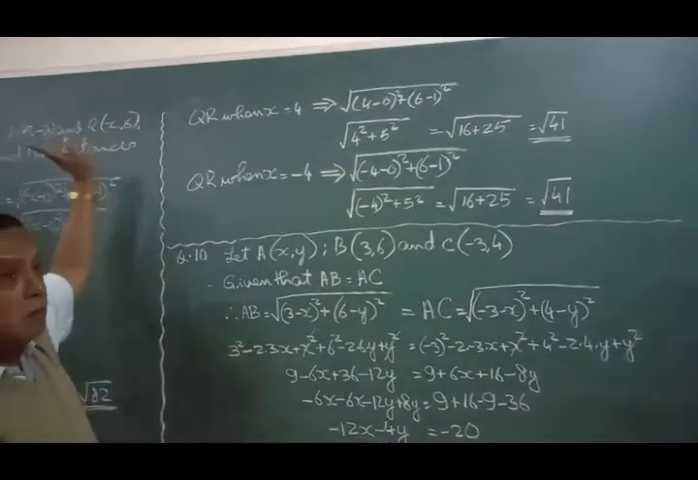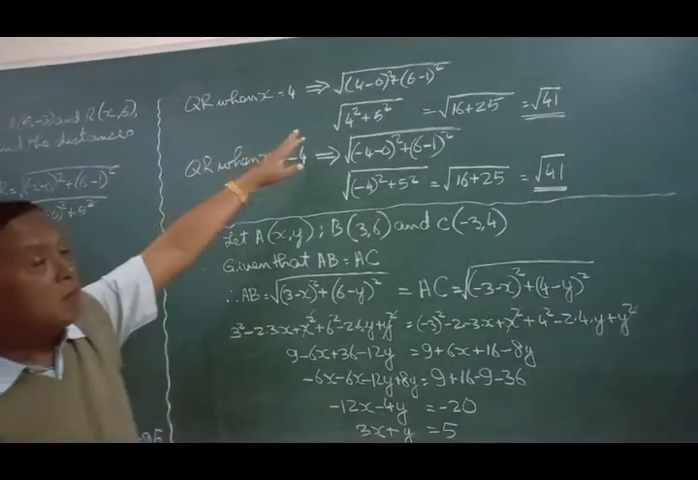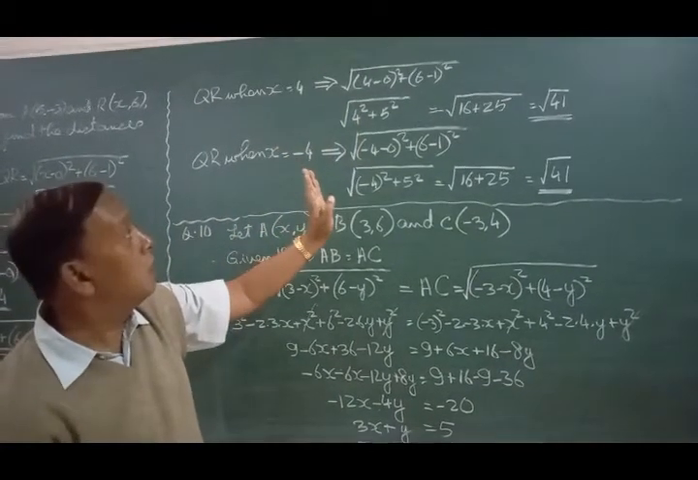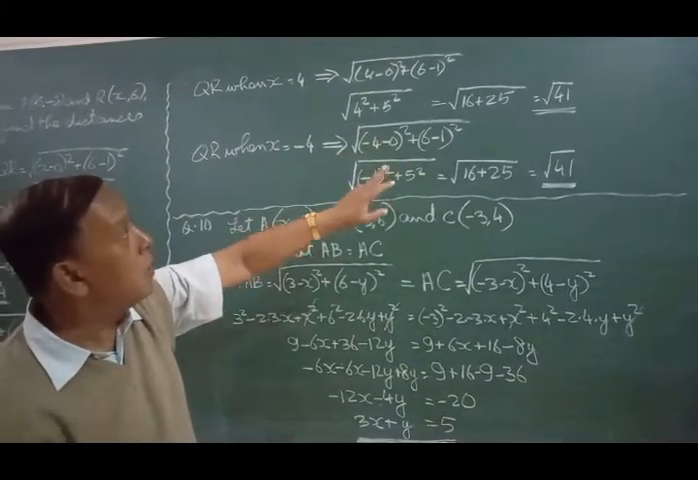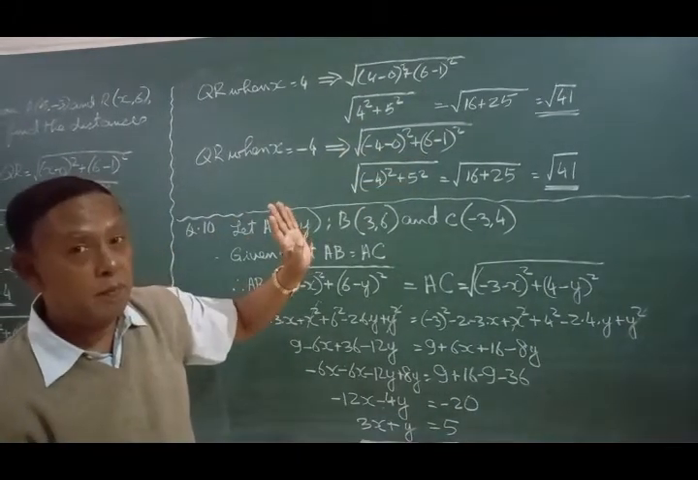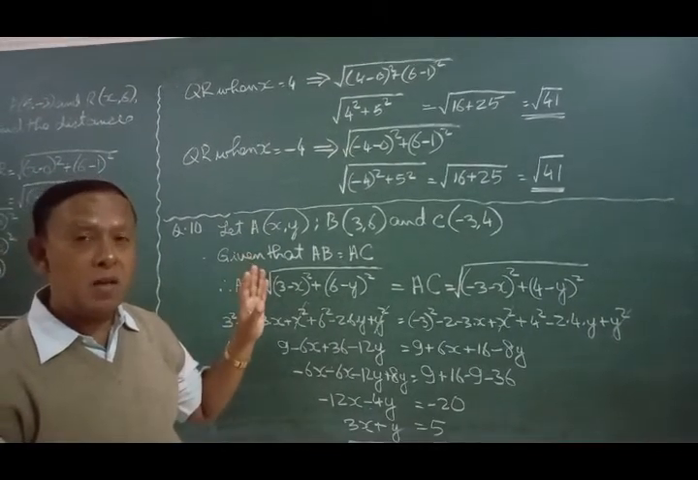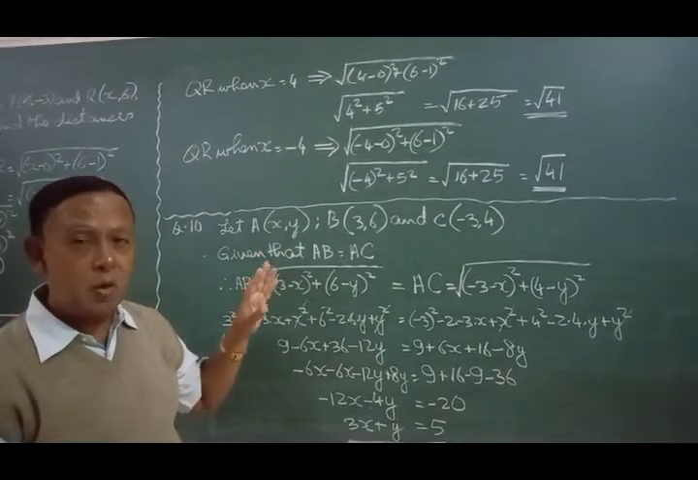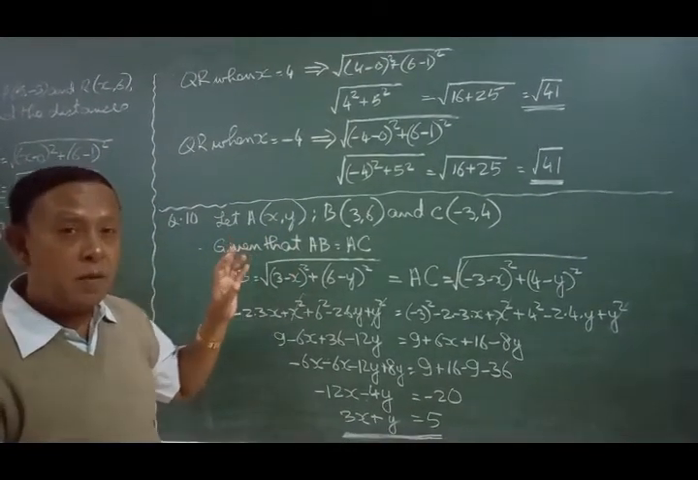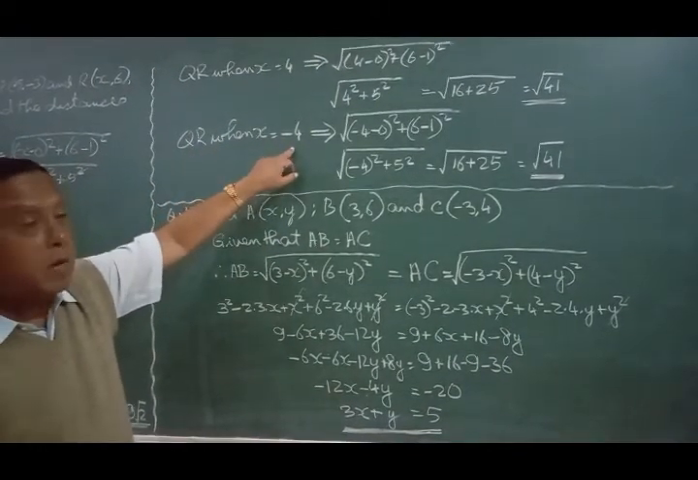Next part, QR when x is equal to 4, the same formula we are applying. Just be careful, that's all. Nothing very particular. There you are, 6 minus 1, 5. That's all. So you pause this and have a look at it nicely. The reasoning is the same. You pause the video and therefore you are able to write it down or look at it nicely. And the next one, QR when x is equal to -4.